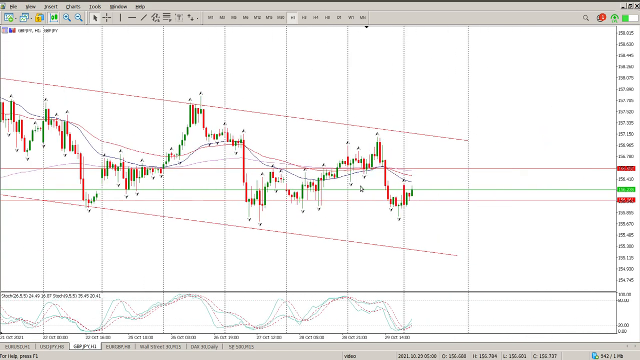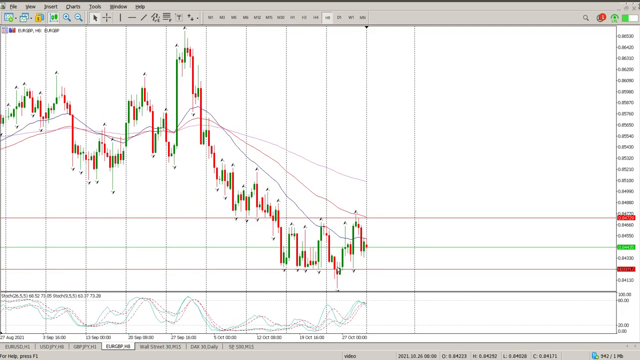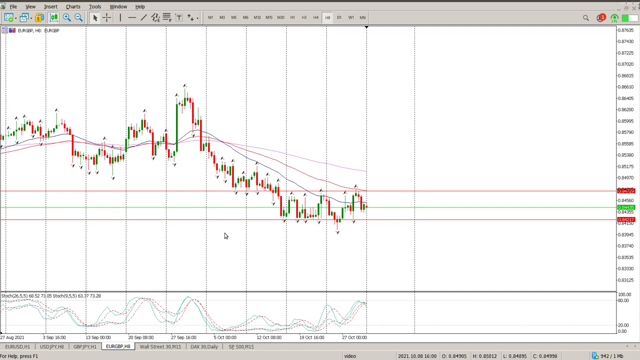We are sideways right now. There's no reason to be trading this at all right now. Euro British pound also still very much in a large range at the moment. It's been like that for 2 weeks. So yeah, at the moment we sort of just opened right in the middle of the range.